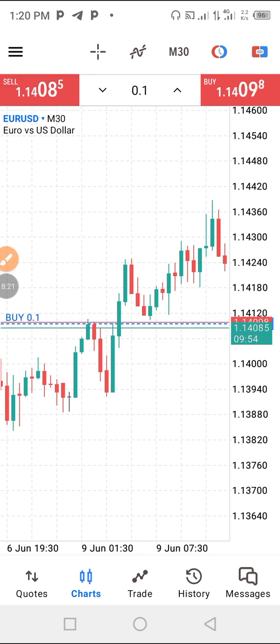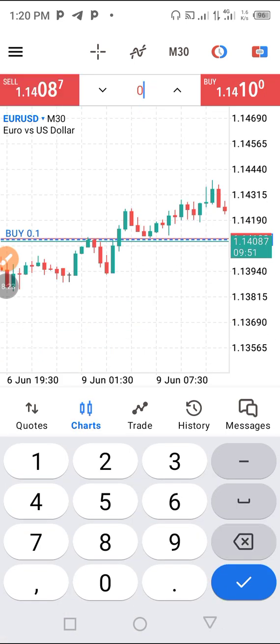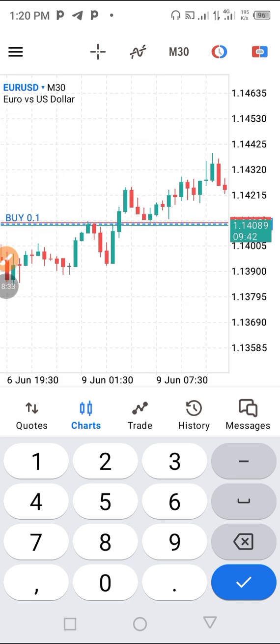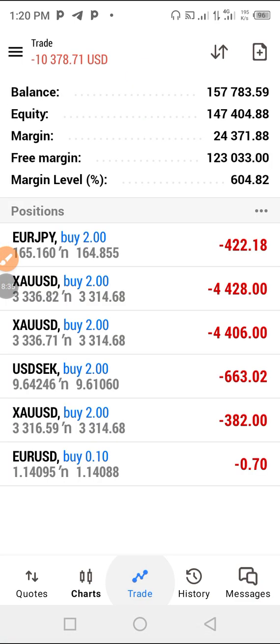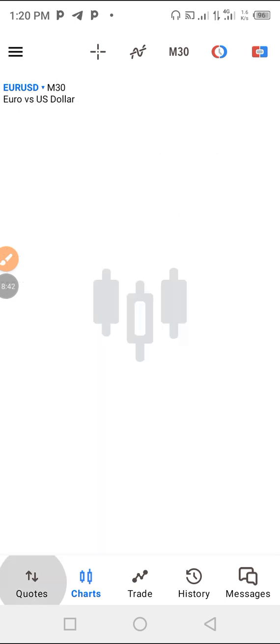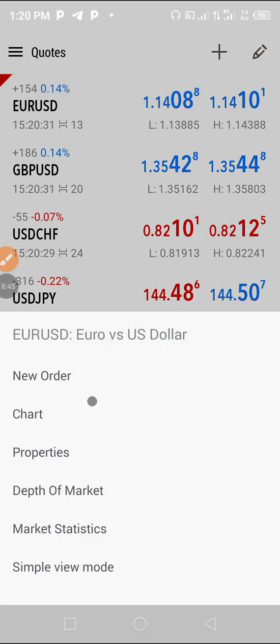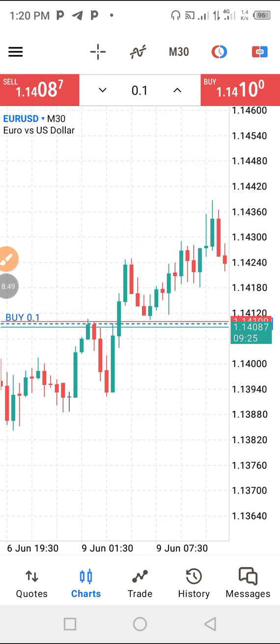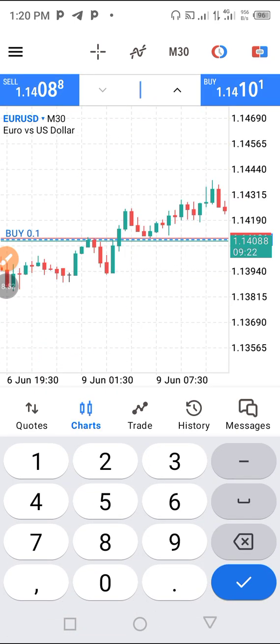0.1 means that, the smallest lot size you can find in Forex is 0.01. Now, like in the case I took, let's take a buy again. I think I've taken another buy. No, it didn't go. 0.01. What's going on? Please bear with me. Okay, we are on this again, so we tap on it. 0.01. Okay, now it has gone.